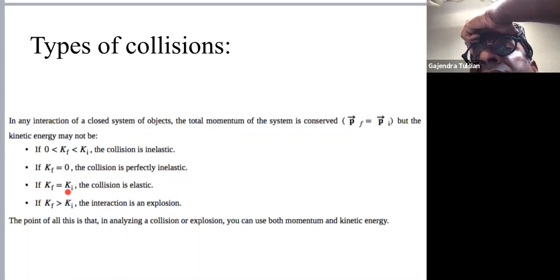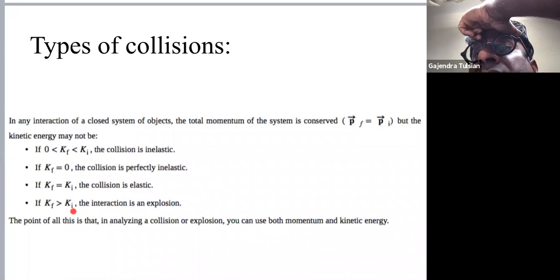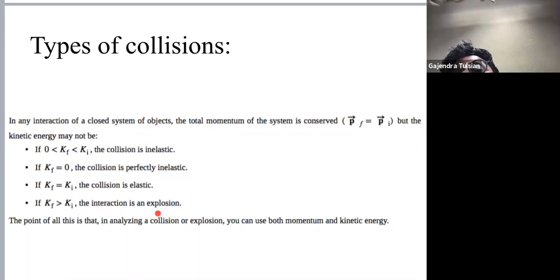Okay, so if the final kinetic energy is equal to the initial kinetic energy, if the kinetic energy is conserved, then the collision is called an elastic collision. Now if the final kinetic energy is greater than the initial kinetic energy, an explosion happened. And again, even in an explosion, momentum is conserved.